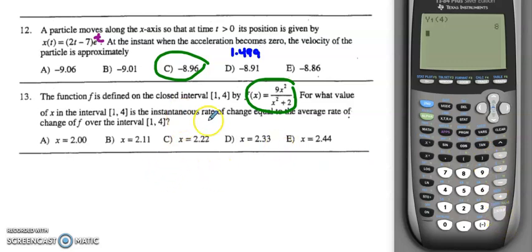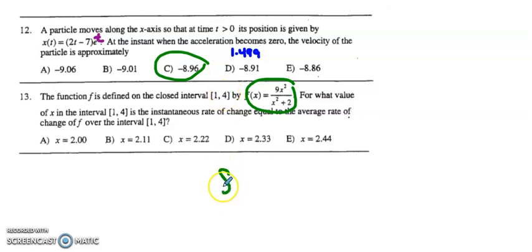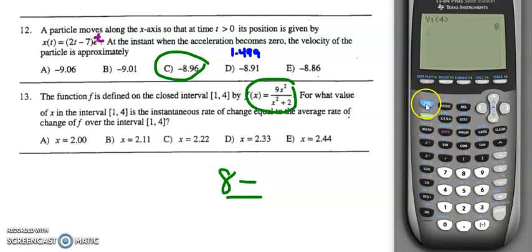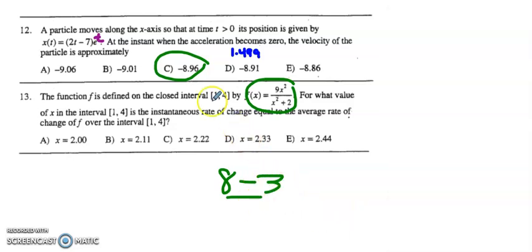So I know that the function evaluated at 4 is 8. Now I go back and I need to evaluate y1 at 1. And I get out 3. And then of course 4 minus 1 is 3. So my average rate of change is 5/3. Now I need to know when my derivative, my instantaneous rate of change, is equal to 5/3.